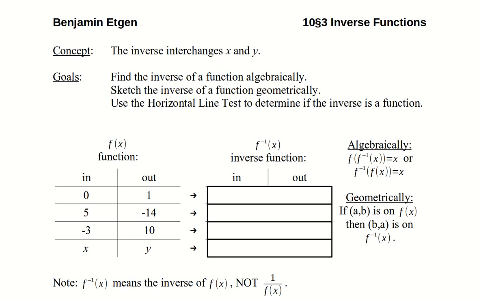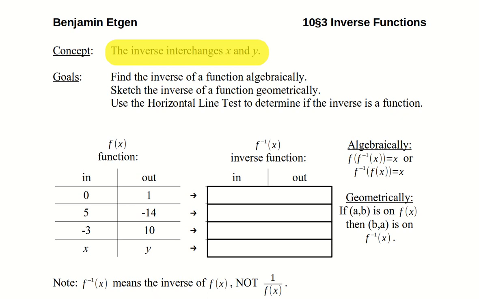Okay, welcome to Chapter 10, Section 3. We're talking about inverse functions. The previous section ended with a kind of foreshadowing of what's coming with this, and that is that an inverse function undoes what the function does. So the big idea here, and this works for looking at these situations algebraically or geometrically, is that we're interchanging. We're swapping the roles of x and y. So x in one becomes y in the other, and vice versa.